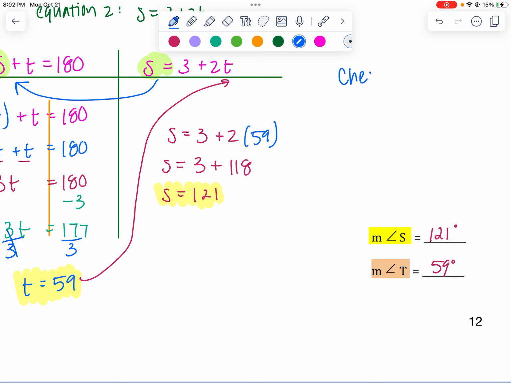We can go ahead and check my answer. Since it's supplementary, I have to check to see if these two numbers add up to 180 degrees. So what is that? That's a 0, 1. Cool. We add up to 180. So we are done.